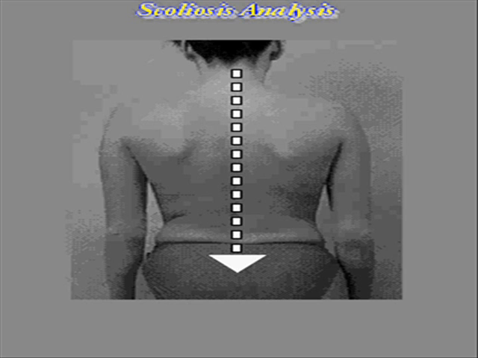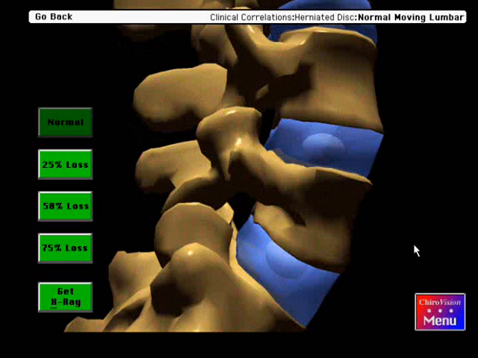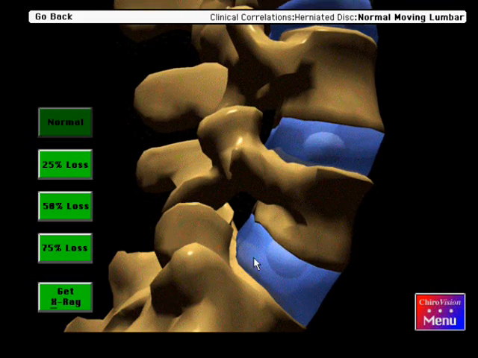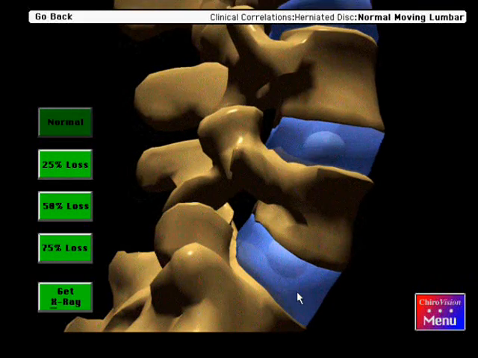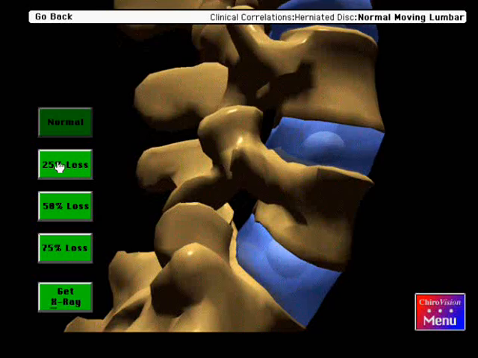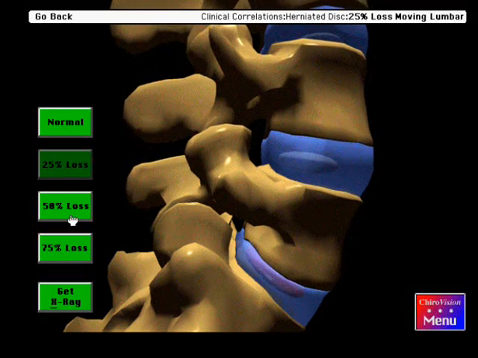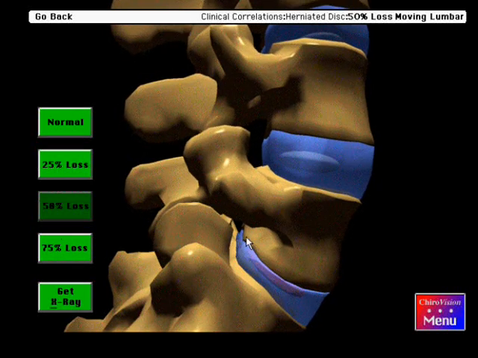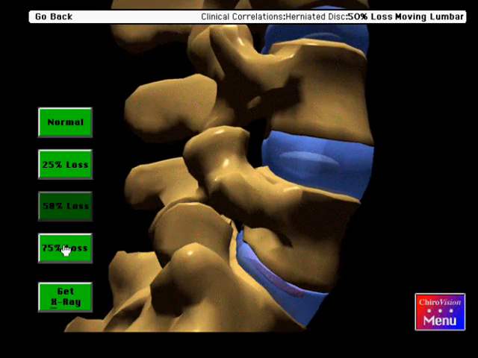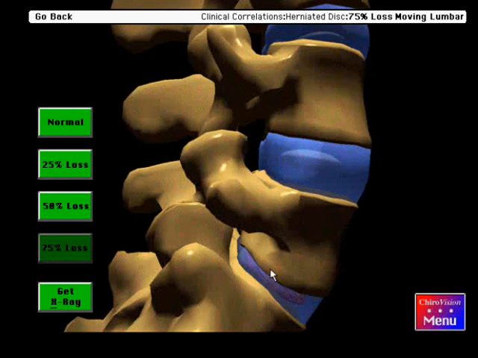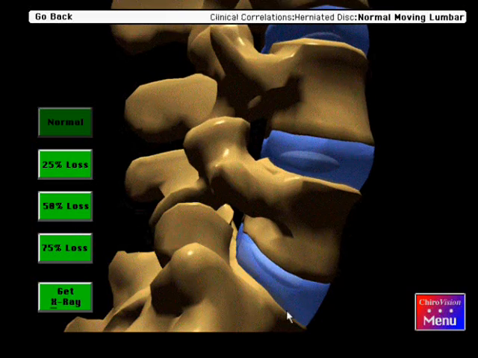In review, this is the shock absorber video clip I want everybody to learn about. Always remember, the blue structure is the disc. The structure in the middle of the disc is the nucleus pulposus. That's the pivoting mechanism that's also part of the shock absorber system. Our goal, by teaching you all of these lifting techniques and habits, is to preserve the thickness of the disc.